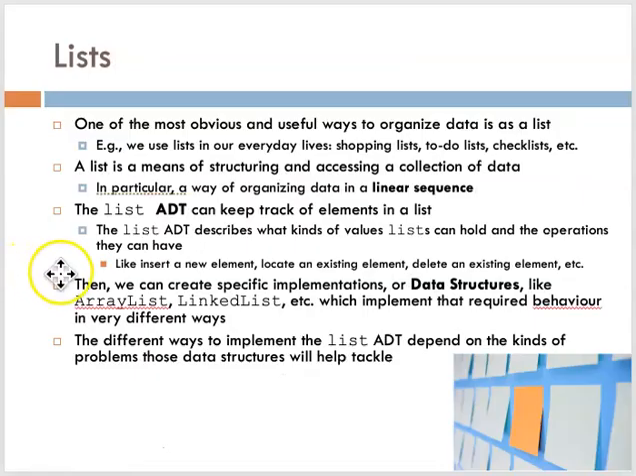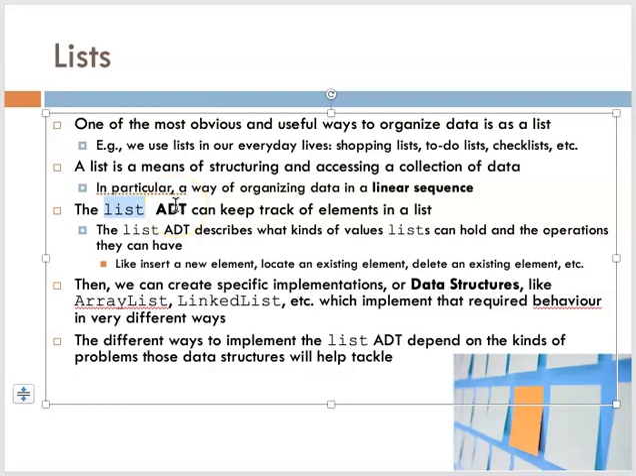Another very useful way to organize data is in a list, right? It's one of the most obvious and useful ways that we organize data. You use lists all the time in your everyday lives, I'm sure, to do things like construct shopping lists or to-do lists or checklists. A list is basically a means of structuring and accessing a collection of data. In particular, it's a way of organizing data in some kind of linear sequence. And so the list abstract data type can keep track of elements in a list.